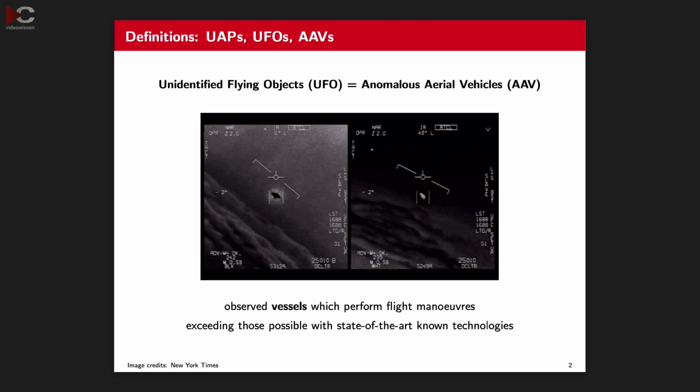So we see two screenshots from a video released by the New York Times in 2017. It's called the gimbal video. And on the left-hand side, you see a highly symmetric, unidentified flying object as a black shadow. And on the right-hand side, you see the same object a little bit later as a white shadow. It's just the inverted image here. And in both of these pictures, you see that it's a highly symmetric object. And as far as we know it, we have not identified which object it actually is. And it seems in the video that it can perform flight maneuvers defying the laws of physics as we know them.